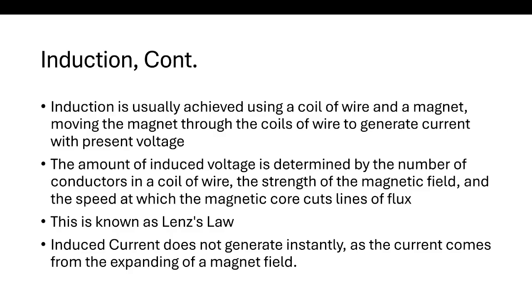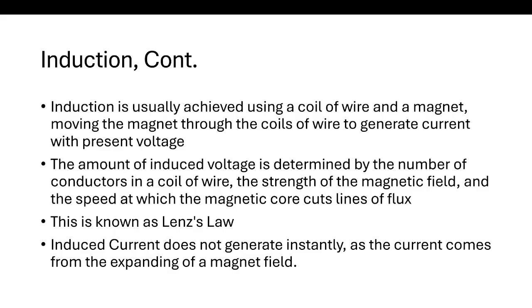The amount of induced voltage is determined by the number of turns of conductor in a coil of wire, the strength of the magnetic field, and the speed at which the magnetic core cuts lines of flux. So the cutting motion itself is what causes the voltage.